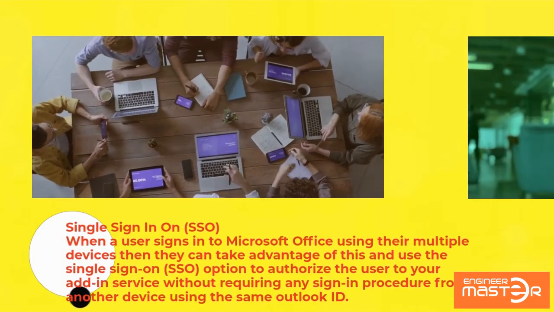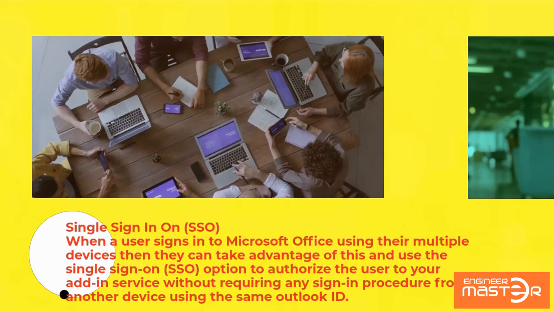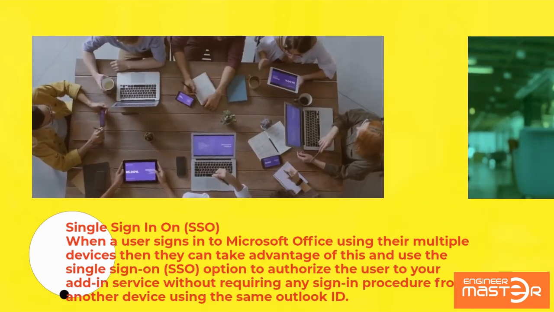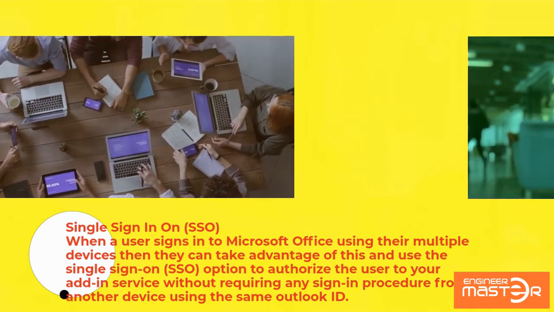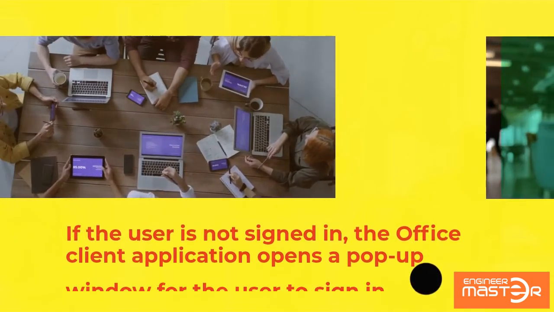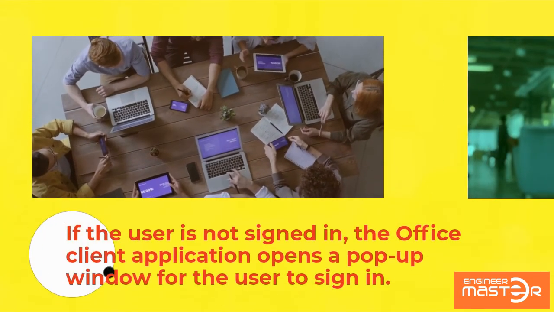Single sign-on, SSO. When a user signs into Microsoft Office using their multiple devices, then they can take advantage of this and use the single sign-on, SSO, option to authorize the user to your add-in service without requiring any sign-in procedure from another device using the same Outlook ID. If the user is not signed in, the Office client application opens a pop-up window for the user to sign in.